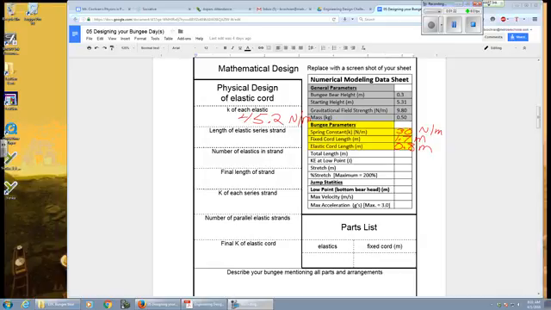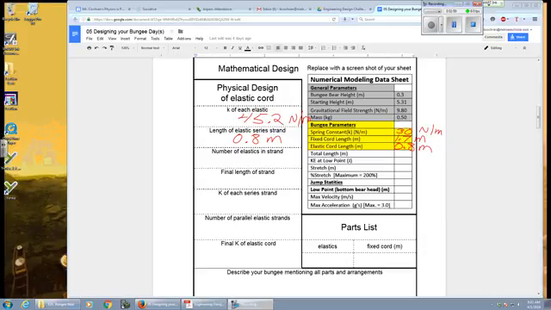And now this is where I start to design how many rubber bands do I have to use in each strand, and how many strands do I need so that I can meet the criteria over here in yellow. So the length of the elastic series strand that I need, I get that right from the yellow. Elastic cord length, for me, 0.8 meters.